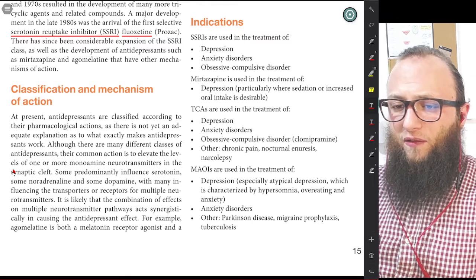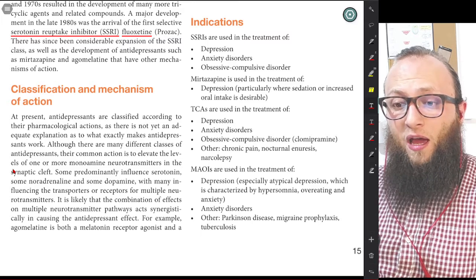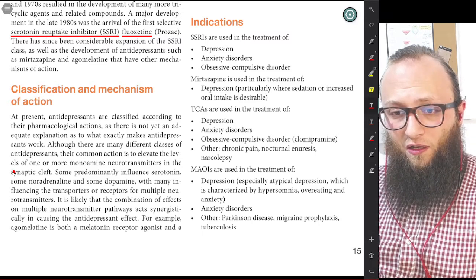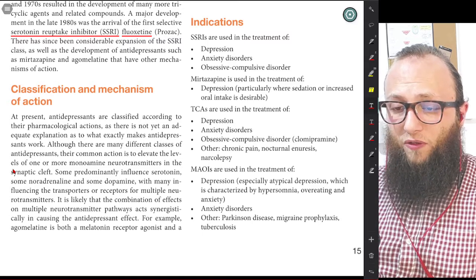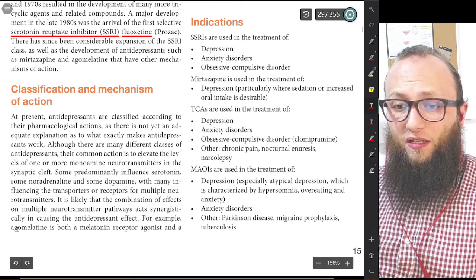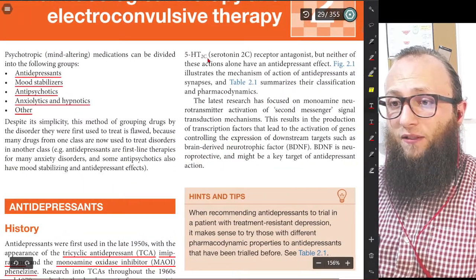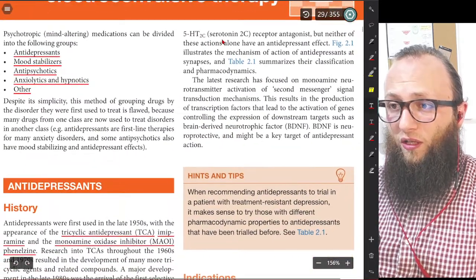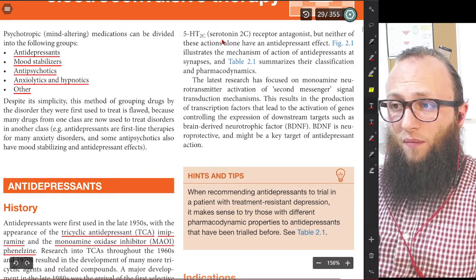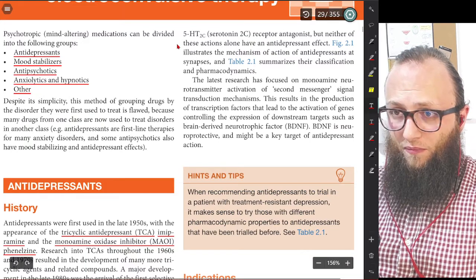It is likely that the combination of effects on multiple neurotransmitter pathways acts synergistically in causing the antidepressant effect. For example, agomelatine is both a melatonin receptor agonist and a 5-HT2C, which is serotonin 2C, receptor antagonist. But neither of these actions alone has an antidepressant effect.